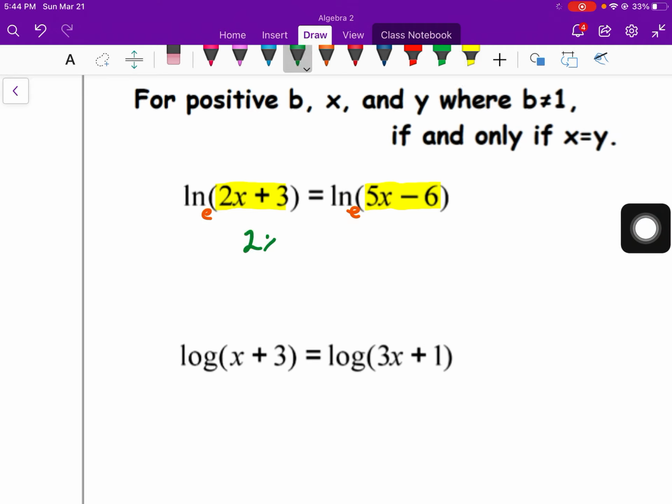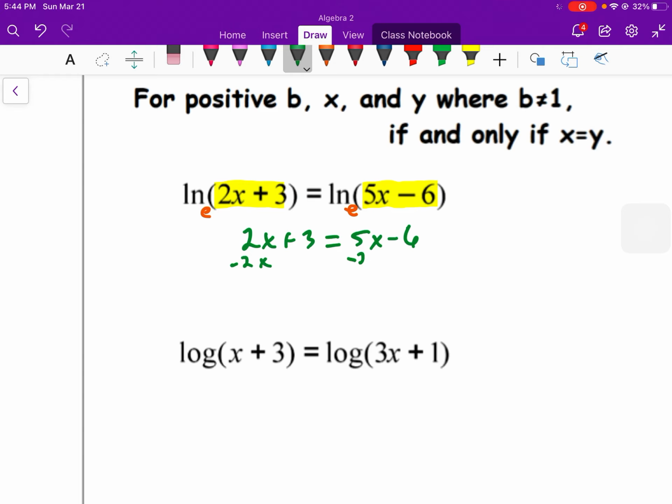So then we can set 2x plus 3 equal to 5x minus 6, and then solve for x. So I'm going to subtract 2x from both sides. 3 equals 3x minus 6. I'm going to add 6 to both sides. 9 equals 3x. Divide by 3. Over here then, x equals 3.